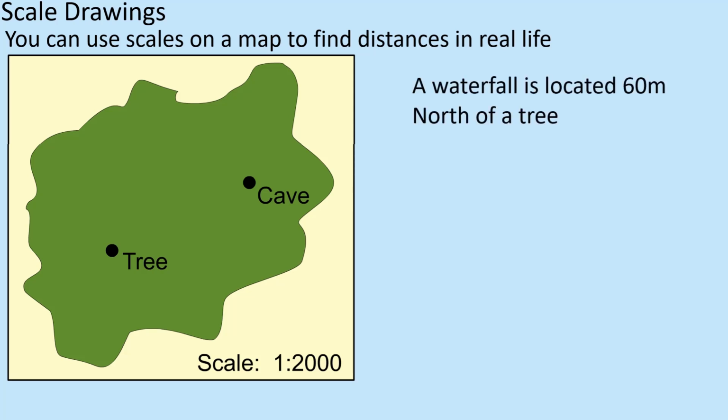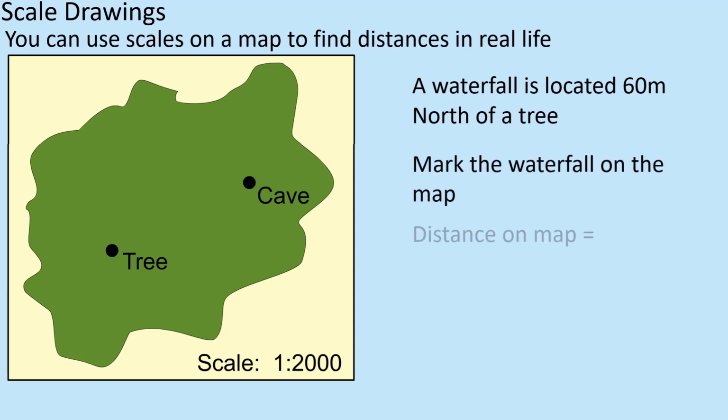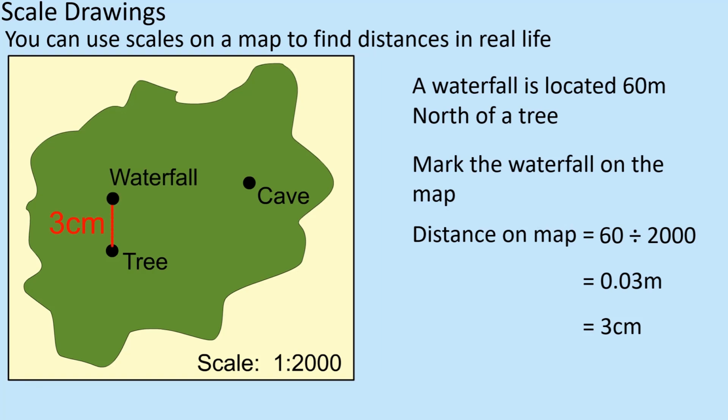Okay, so the waterfall is located 60 meters north of a tree. All right, so mark the waterfall on a map. What I would need to do is 60 divided by 2,000, because it says 60 meters, and obviously I'm not trying to draw it 60 meters. That gives me 0.03 meters, which would be 3 centimeters, and then from there I would measure 3 centimeters up and plot it. All right, because 3 centimeters up will give me an actual scale drawing.